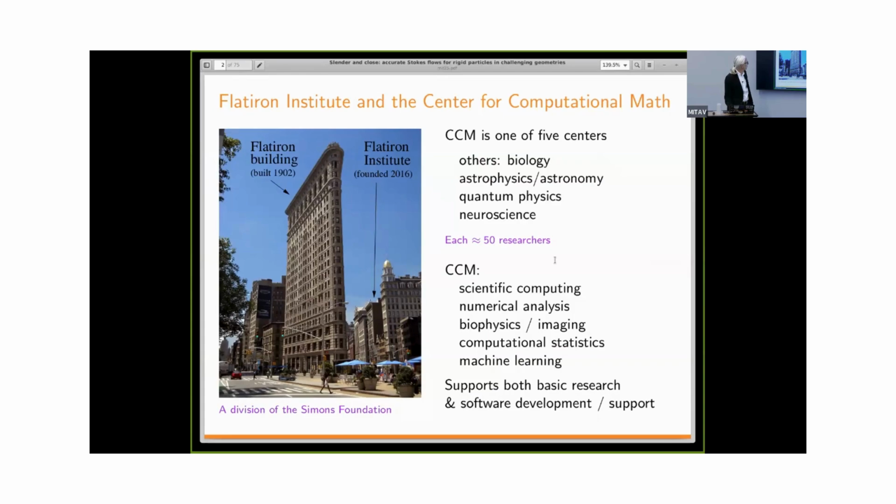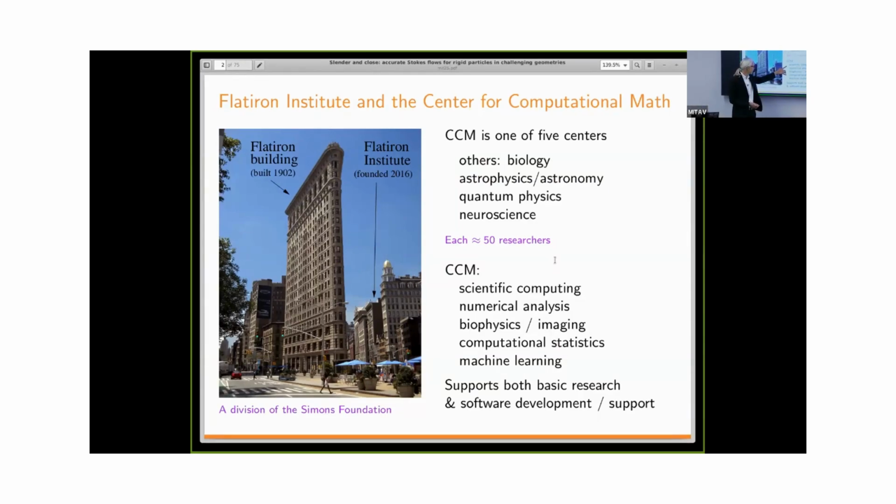Okay, so I'll just mention the Flatiron Institute. It's not the Flatiron building. Here's the Flatiron building. The Flatiron Institute is this one. It's like 2 blocks south. It's a division of the Simons Foundation. And the Institute has 5 centers. So we're computational math. There's biology, astrophysics, astronomy, quantum physics, and neuroscience. And each has about 50 research staff.